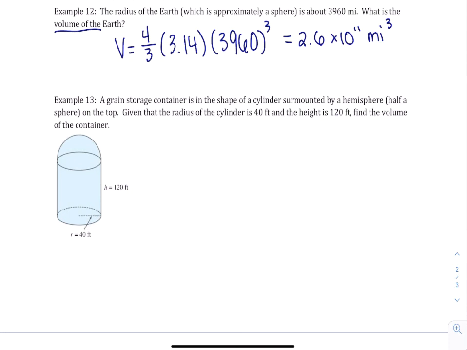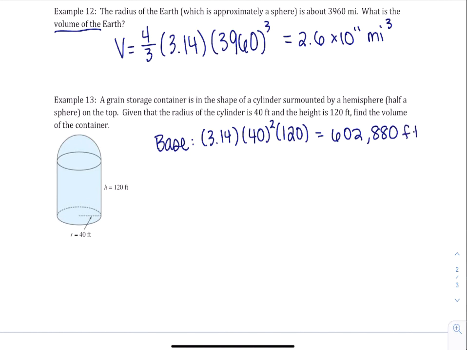The last example is this grain storage that has a cylinder that is surmounted or topped by a hemisphere, which is half of a sphere. So this compound shape will first find the cylinder base, and then we'll find half of a sphere. So this base will be pi 3.14, it's just a right cylinder, times the radius squared times the height. And that is 602,880 cubic feet.